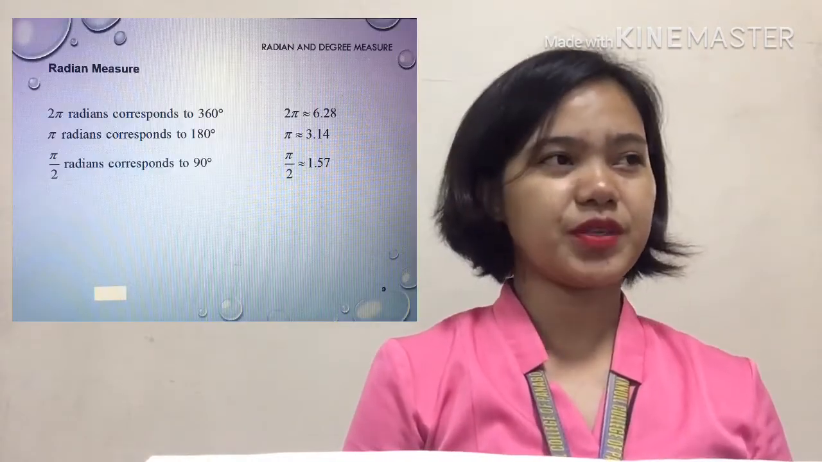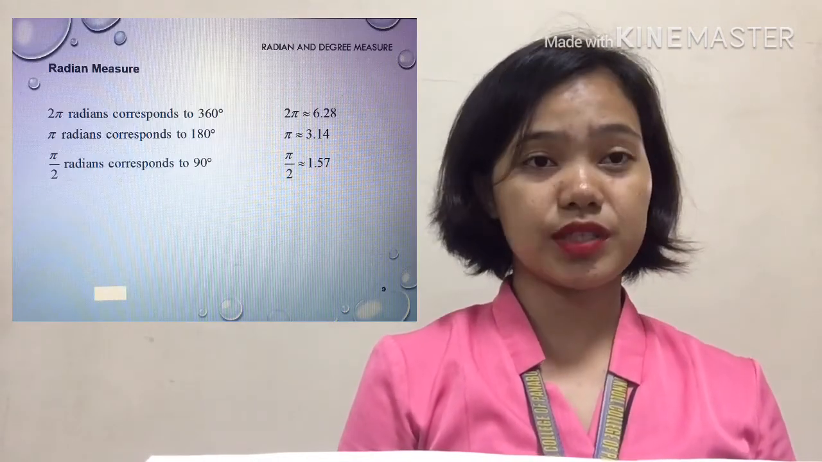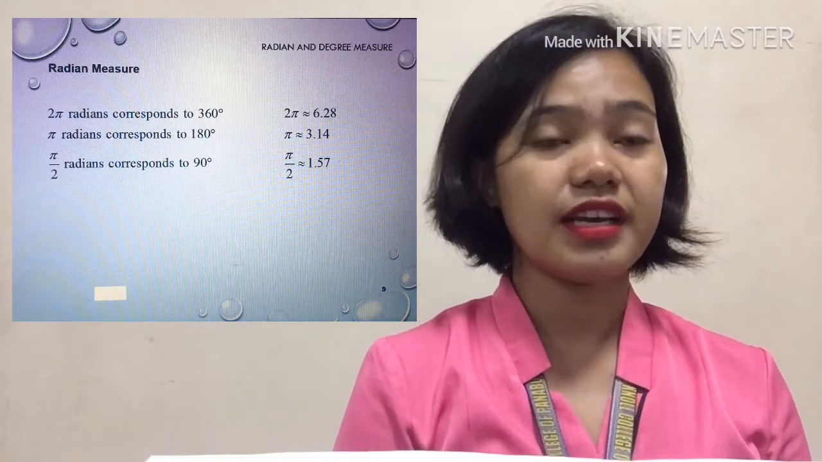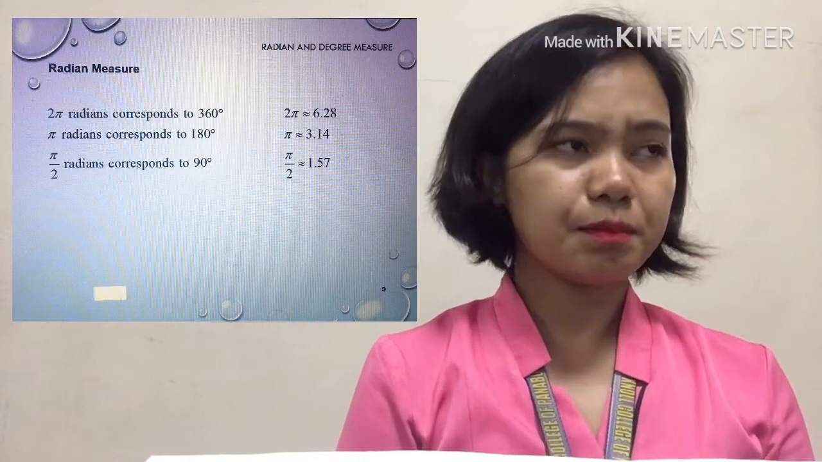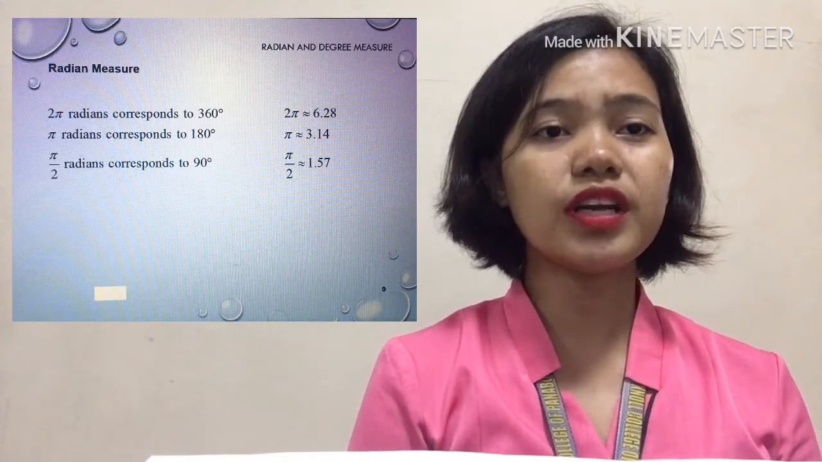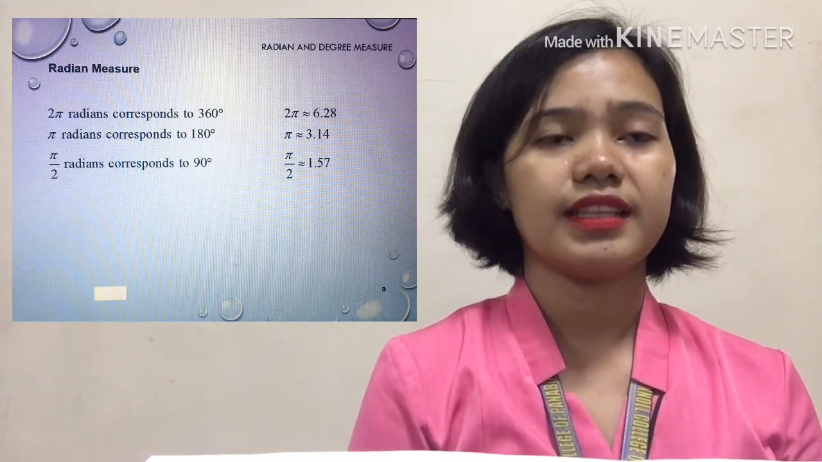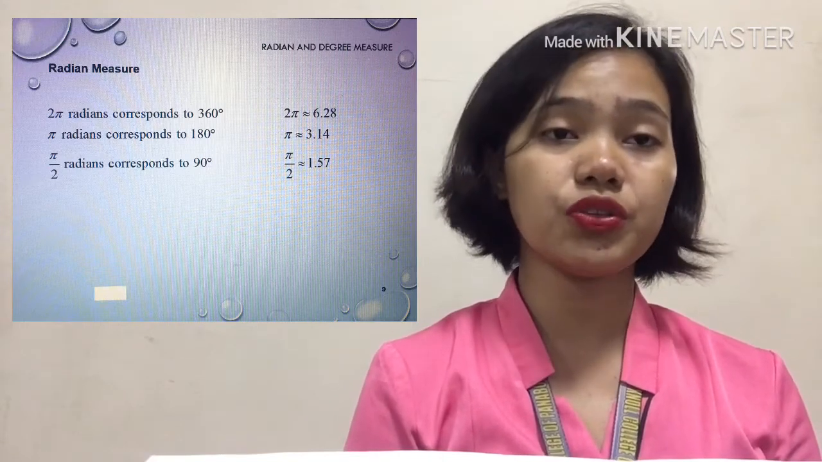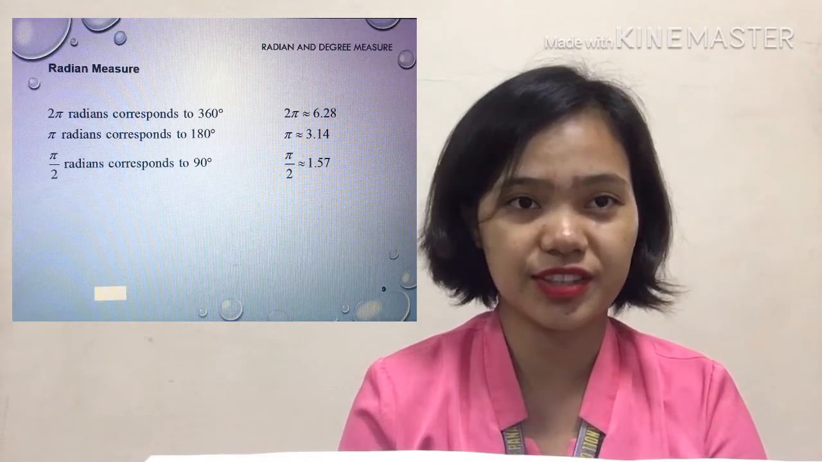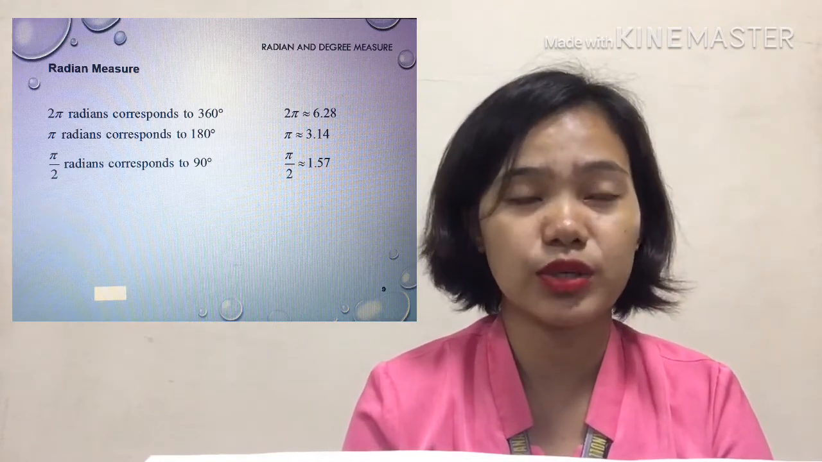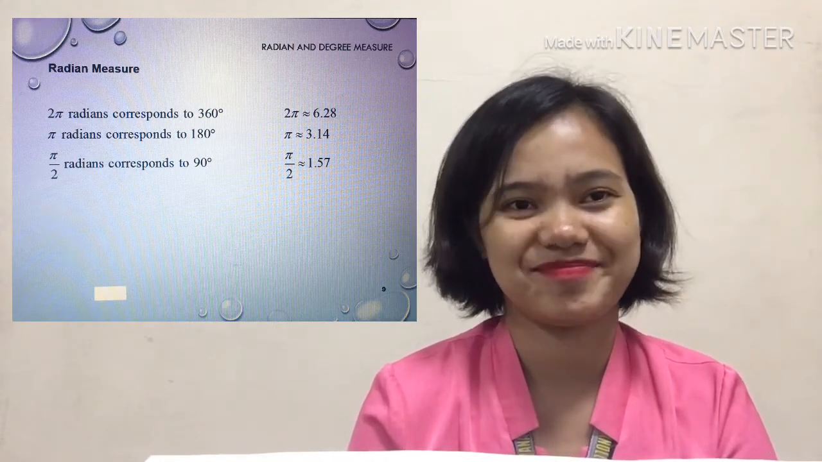Radian measure. 2 pi radians corresponds to 360 degrees, and that is approximately equal to 6.28. Pi radians corresponds to 180 degrees. That is approximately equal to 3.14. Pi over 2 radians corresponds to 90 degrees, and that is approximately equal to 1.57.